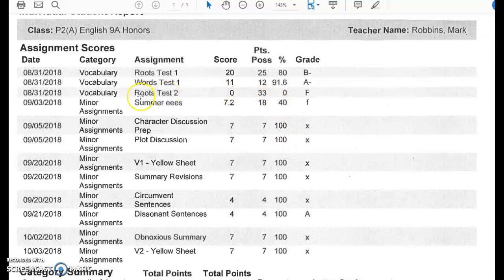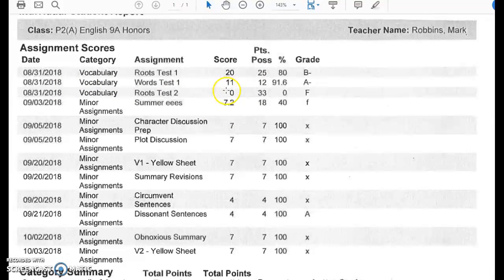But if I look up at the top, I can see that all of the vocabulary scores are there. I trick PowerTeacher into sorting it by category by putting them all on the same date. So it looks like we took all of our vocabulary tests on the same date. The reason I do that is because if I didn't, the vocabulary tests would be spread out all over, and those data would be a lot more difficult to compare.